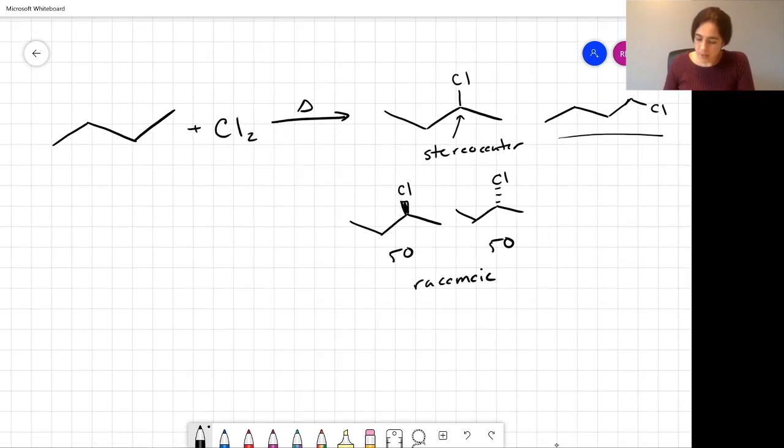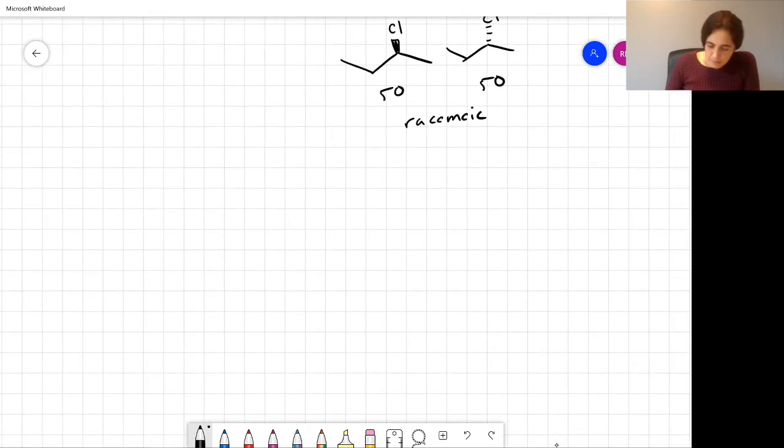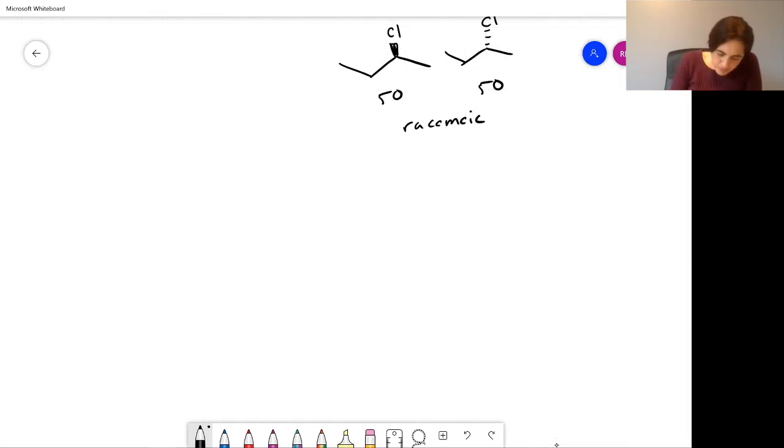All right, so why do we get a racemic mixture? Well, to answer the question of why, let's look at what a radical looks like. Remember that it's in a p orbital. Right, so the radical is technically shared across both. It's not just in one of the nodes. I'm just drawing it in one.